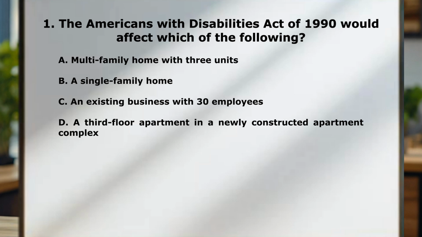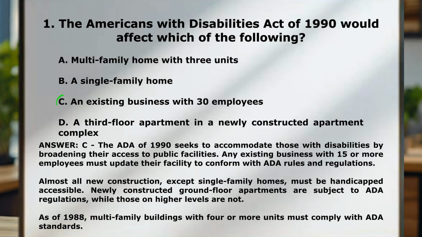Ooh, tough one. We got some good answers here. The answer, though, is C, and here's why. The ADA of 1990 seeks to accommodate those with disabilities by broadening their access to public facilities. Any existing business with 15 or more employees must update their facility to conform with ADA rules and regulations. Almost all new construction, except single family homes, must be handicapped accessible.